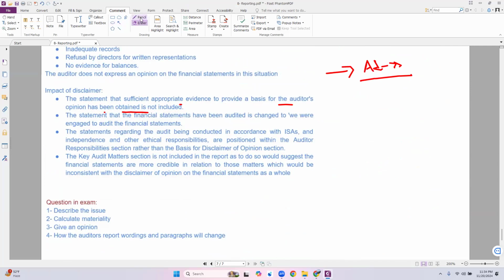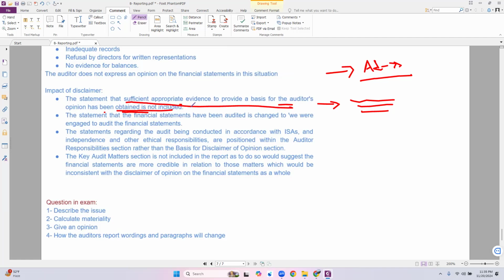Within the auditor's opinion paragraph, there is a statement in which the auditors write that we were able to obtain sufficient and appropriate evidence regarding all the things, and we are giving a qualified or an adverse opinion. But when you are giving a disclaimer of opinion, you do not include this statement. You do not write down the statement.